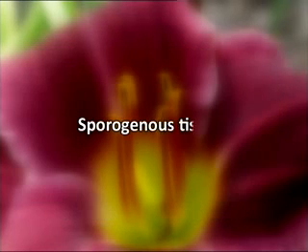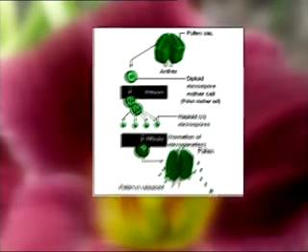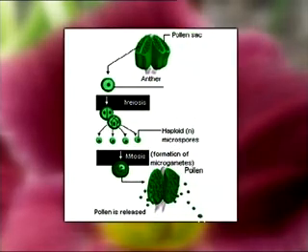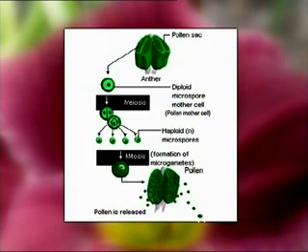Now we will discuss sporogenous tissue. The primary sporogenous cells divide and redivide mitotically to form a mass of sporogenous tissue. The last mitosis results in the formation of microspore mother cell or pollen mother cell, which undergoes meiosis. Thus, the meiotically dividing sporogenous cell is the pollen mother cell. Each microspore mother cell undergoes meiosis and forms 4 haploid microspores. The process of formation of microspores from sporogenous tissue is known as microsporogenesis.